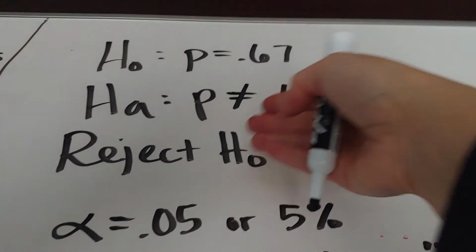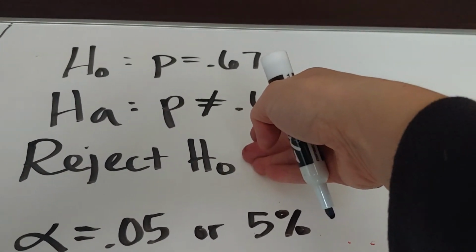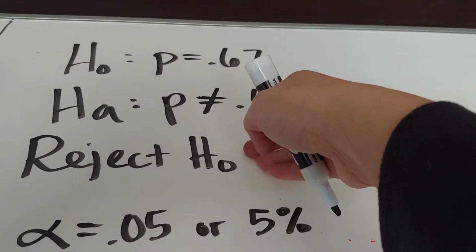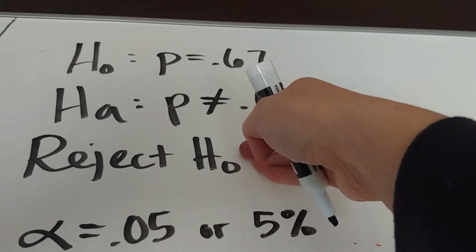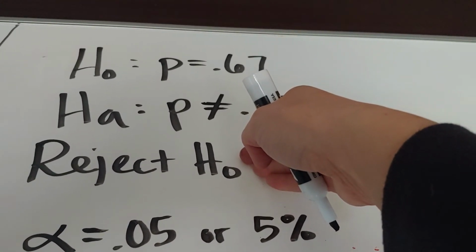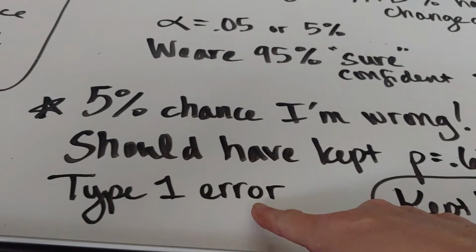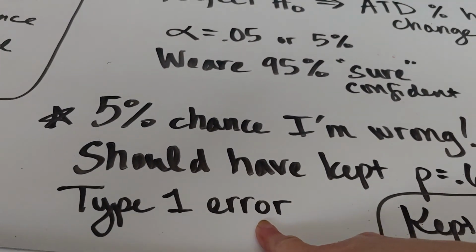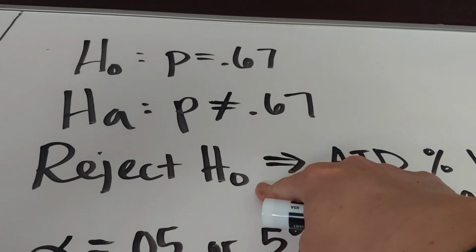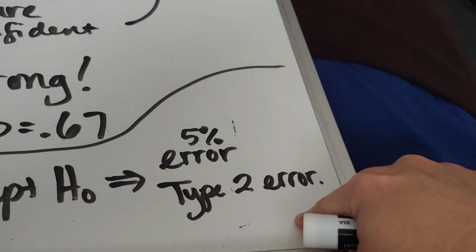So whatever your conclusion is for a problem, I'm 95% sure that's true. There's a 5% chance I screwed up. When you reject the null when I should have kept it, that error is called a type 1. If, when I went through this whole problem, I kept the null, that's when you have a type 2 error.